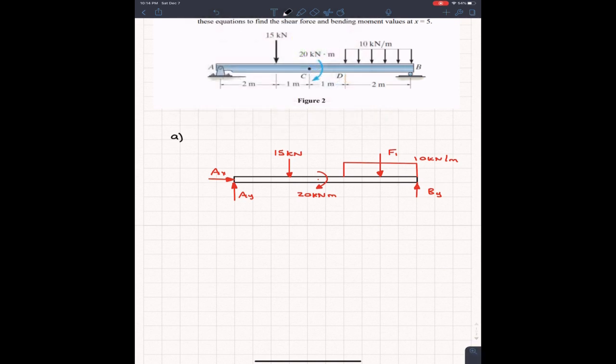Another thing we have to include in our free body diagram is, of course, dimensions. We have to say how far things are. So we got here to here, and then to here, here, and here. So we got 2 meters, 1 meter, 1 meter, and then 2 meters to finish it all off.